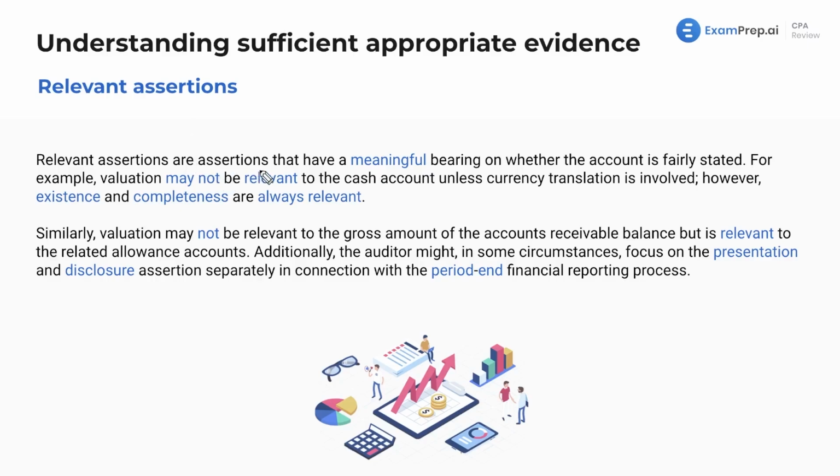Relevant assertions are assertions that have a meaningful bearing on whether the account is fairly stated. For example, valuation may not be relevant to the cash account unless currency translation is involved, because let's think about that for a second. Cash is cash. $1 equals $1. We're worried about existence and completeness. Does the cash actually exist? And is it a complete amount? Are we excluding any cash? But we're not worried about valuation. If we verify that the $10 of cash exists and that it's complete, well, $10 is $10.